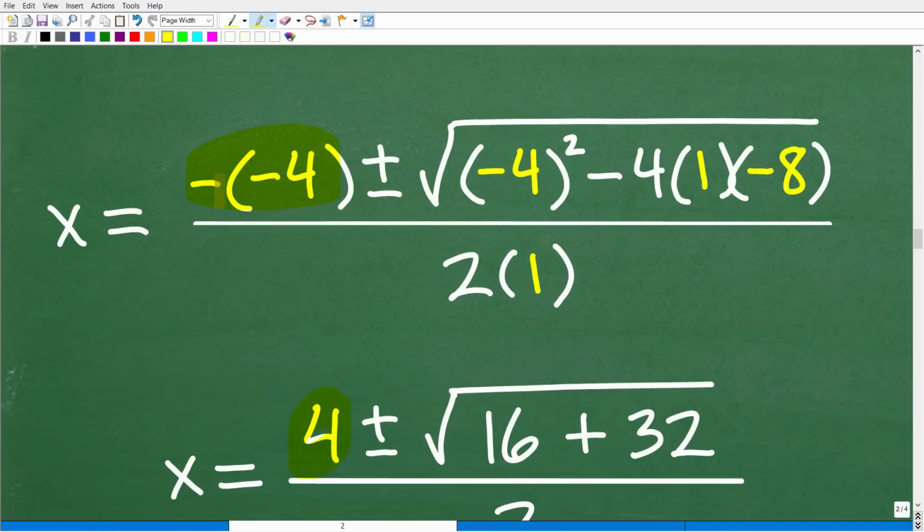All right, so let's just do one thing at a time. Minus -4 is 4, plus or minus the square root of (-4) squared. Now, if you had not used parentheses, you might have written this as -4 squared.